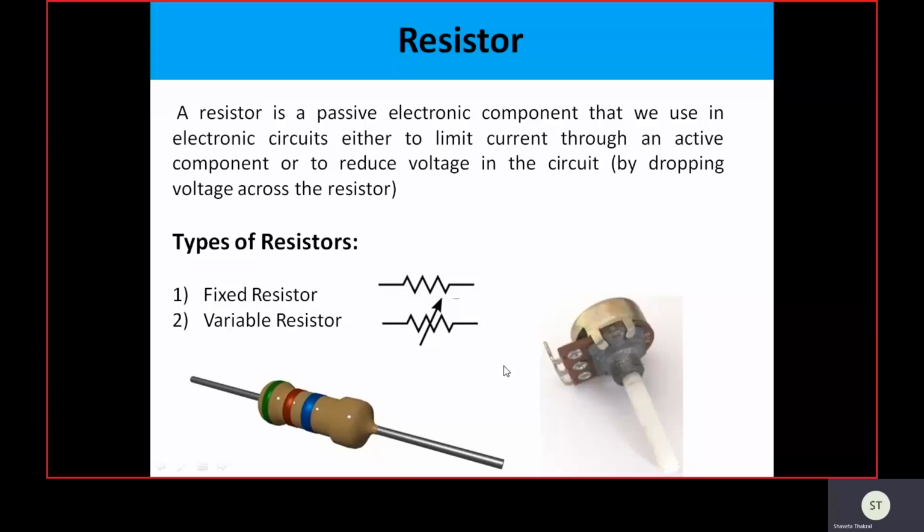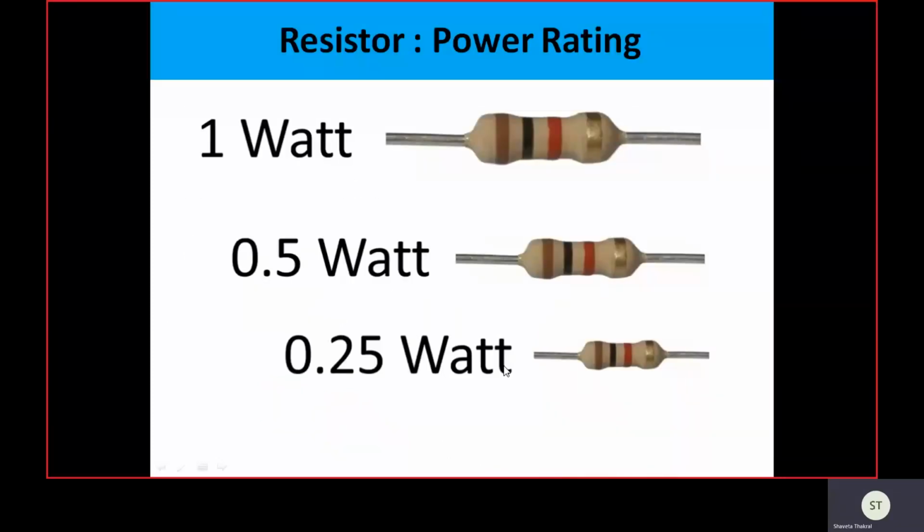By which we can change the value of resistance as per our requirement. And practically we can see resistors with different power ratings. If we see all these three resistors, the color coding in all three is the same, yet the power rating is different. That means they are going to provide the same value of resistance but with different power ratings. That can be 1 watt, 0.5 watt or 0.25 watt.